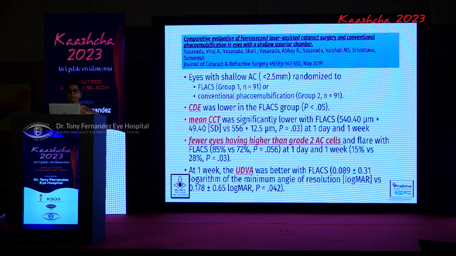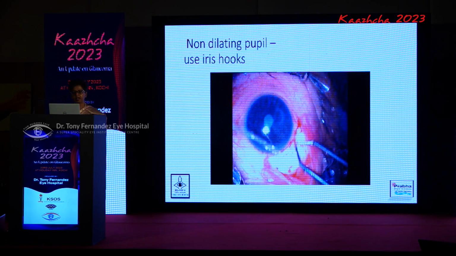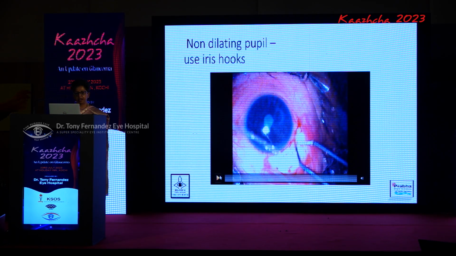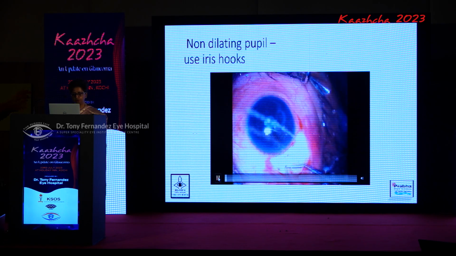So there is a study by Dr. Vasavada's group which reiterates this. When you randomized eyes with shallow ACs to FLACS and conventional phaco, the cumulative energy was lower in the FLACS group, the mean CCT was lower post-op, fewer eyes had more inflammation, and the uncorrected distance visual acuity was also better with the FLACS group. So in this particular subset, FLACS is an advantage. And such eyes many times have non-dilating pupils, so you should use iris hooks.